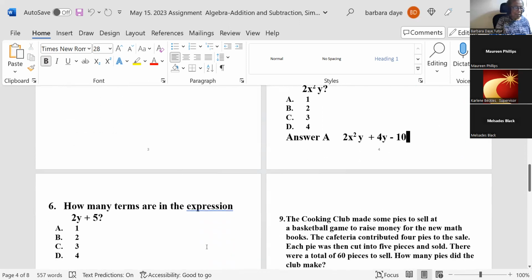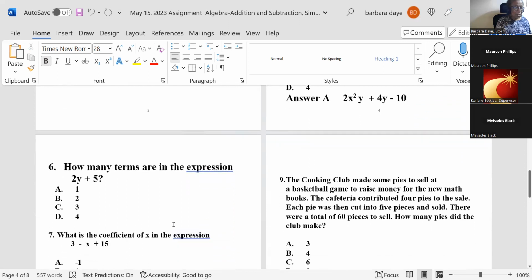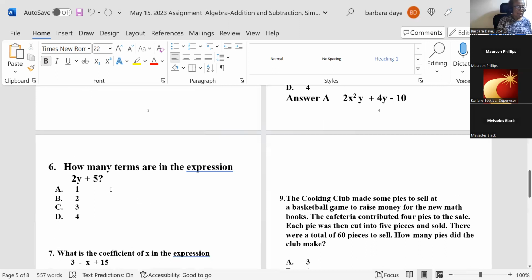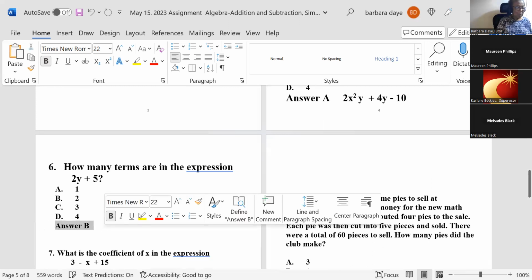Number 6. Okay, Mercedes, how many terms are in the expression 2y plus 5? This one is 2 terms. Answer B. Yeah, you got it. Answer B. 2y is a term and 5 is a term.